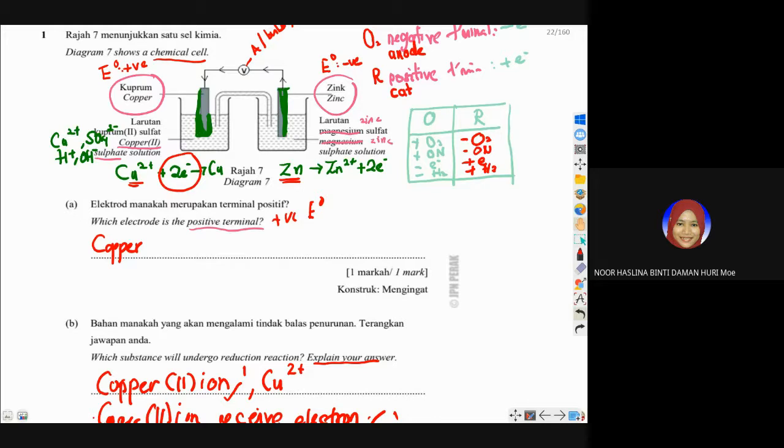So if you remember chemical cell, only the negative terminal releases electron. So if it releases electron, you remember that it must become an ion, from the atom become the ion. But for the positive terminal, it receives electron. When it receives electron, it must be from the ion, receive electron to become atom. Okay, let's look at the next question.